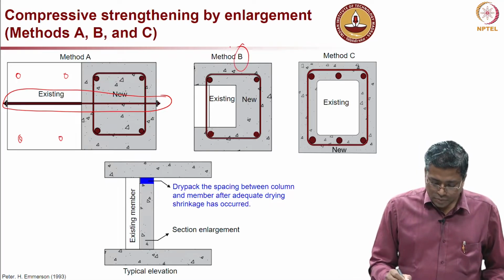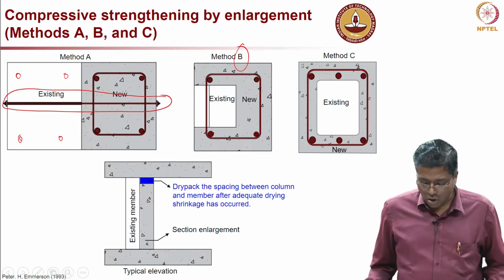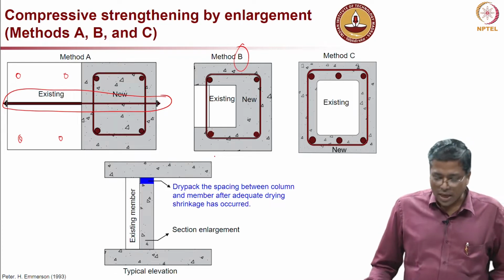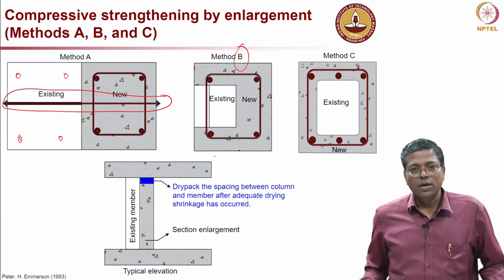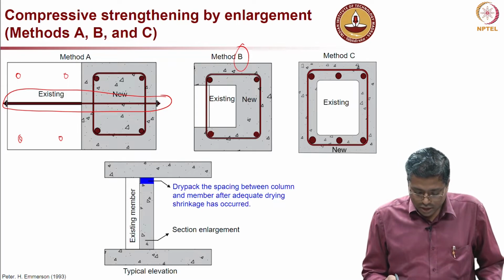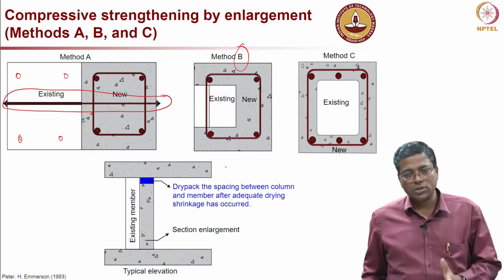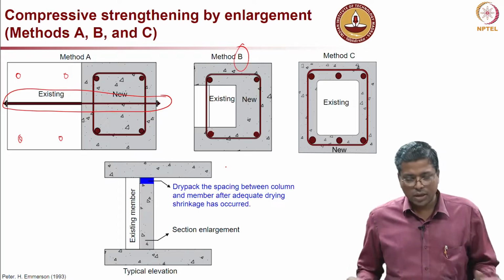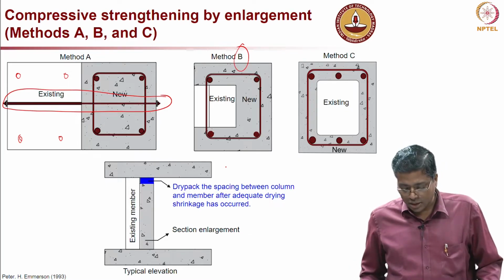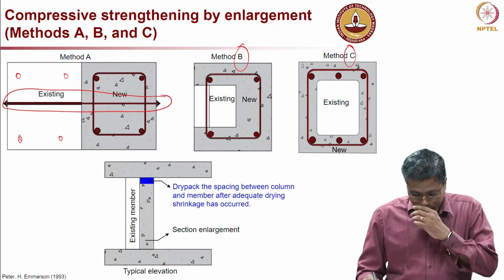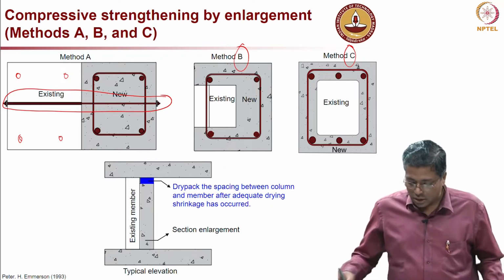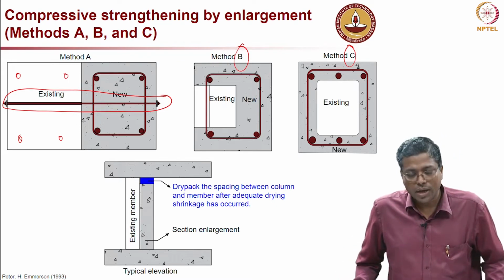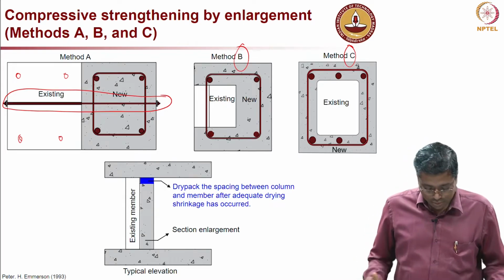In method B, there is a smaller column, which is the white region, and then there is a C shaped or channel shaped, 3-sided covering of the new concrete, and the stirrups actually go through the existing concrete. So, you will have to drill through and then put in full stirrups, so that the entire system is again functioning like a single unit. In method C, depending on the case, the existing column is completely encased by the new concrete, which also has additional reinforcement, both primary bars and stirrups.